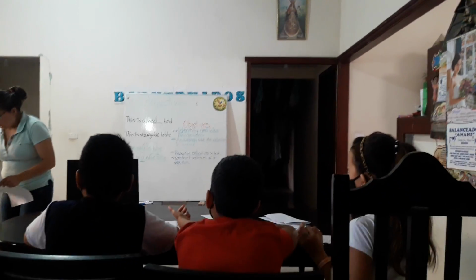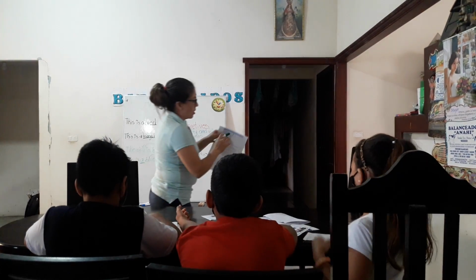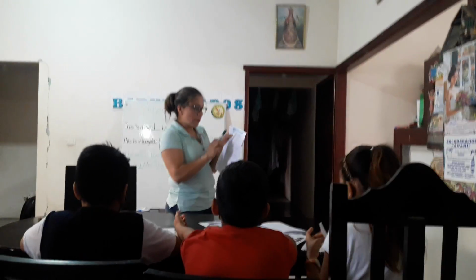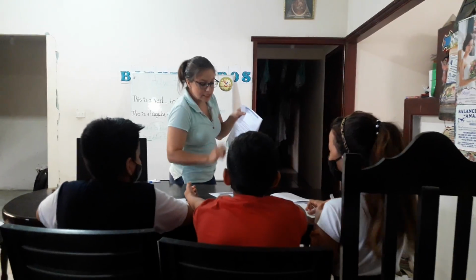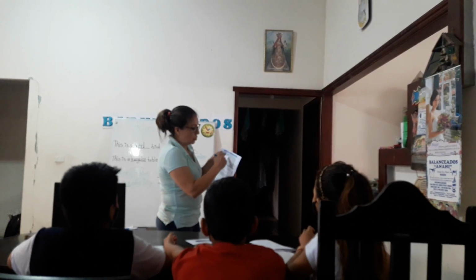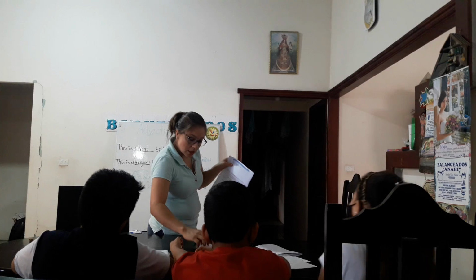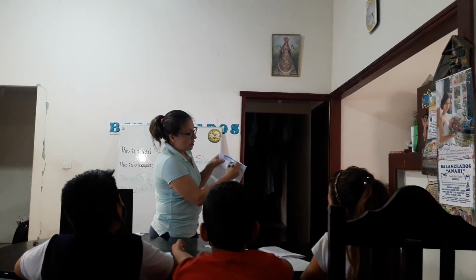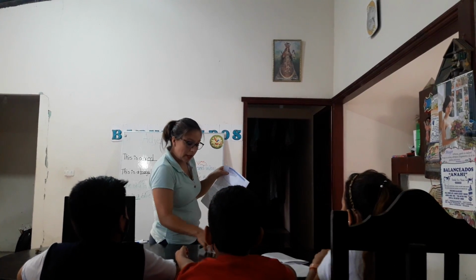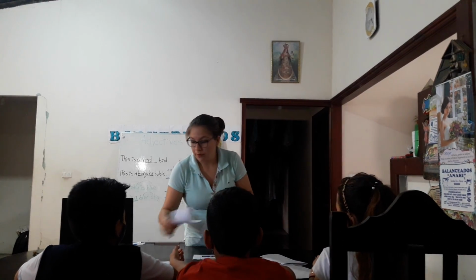Okay, now I'm going to give you some sentences. You have to number the sentences about the reading, falling stars. If it is the beginning, you have to write 1. If not, you have to put the correct number, okay? According to the events in this reading, okay?